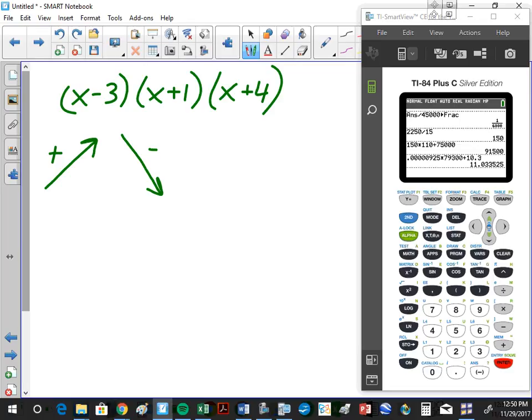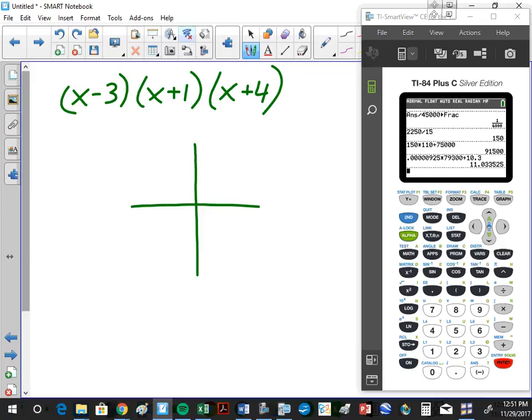Okay? What about the even numbers? What does a positive even number look like? Both sides go up. A negative even, both sides would go down. That's true of x squareds, x to the 4ths, x to the 6ths, and so on. Okay?